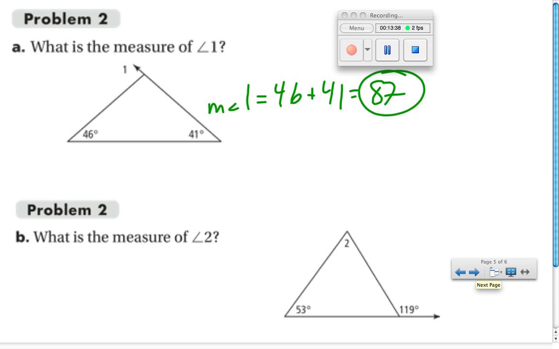Don't give me an answer, give me a thought process for part B of problem 2. Adrian. I have a question. Question, please. If measure of angle 1 was 87, then... Answered your own question? Okay, so my question again to you was, don't just give me an answer, give me a process. Does someone have something that they observed in problem 2 part B that we can do in order to find angle 2? Trent.